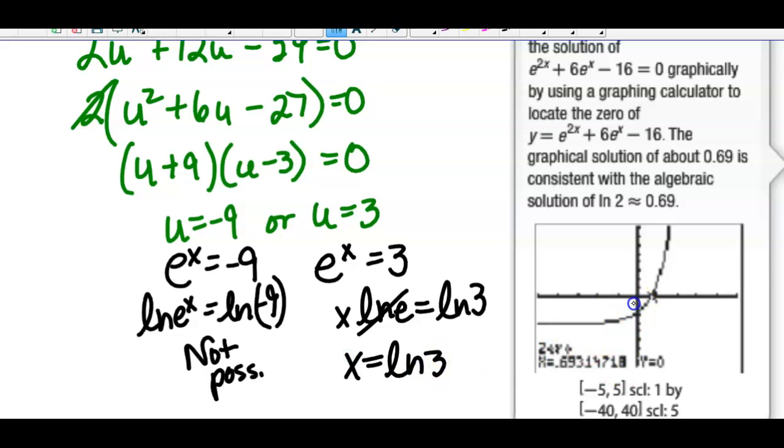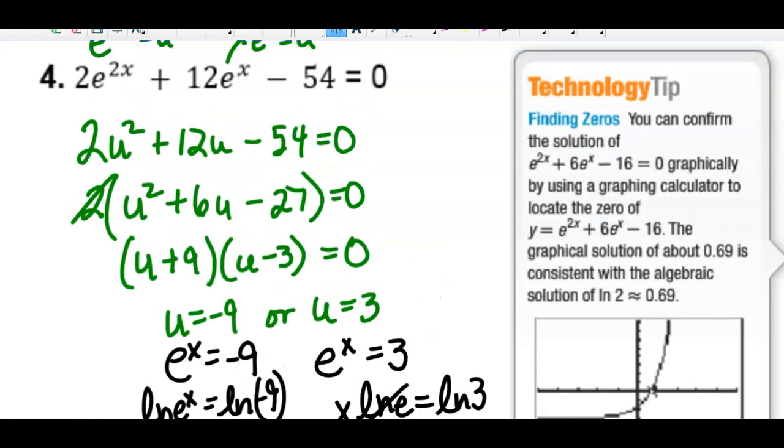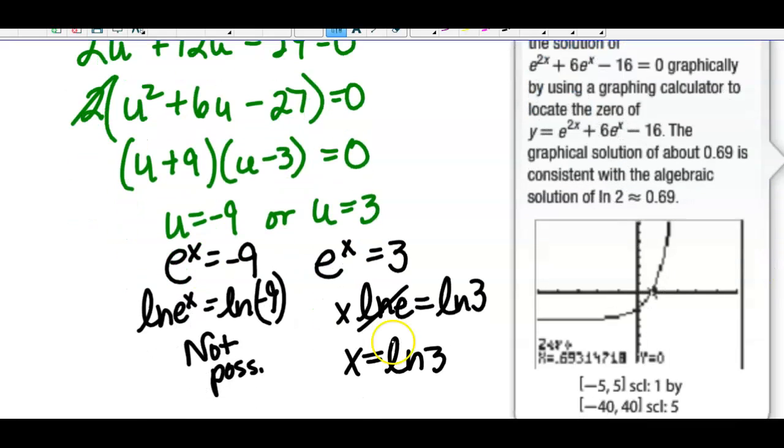They're showing here that if you were to graph this, put all this in your calculator and figure out where it equals 0, that 0 would be at the natural log of 3, or about 1.0986, okay? Those are tricky.